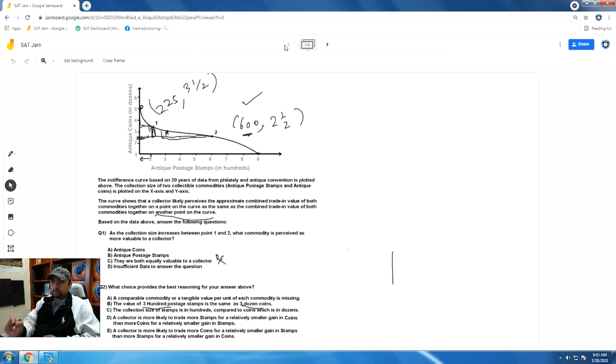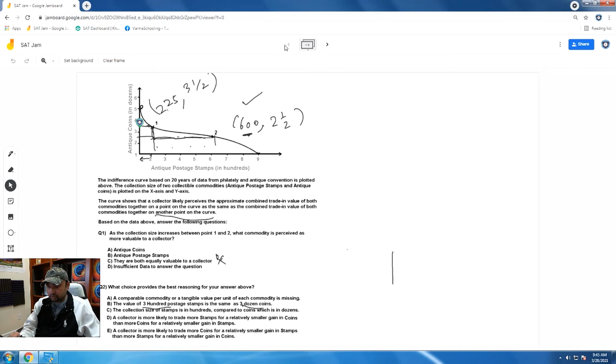Because the indifference curve plots equal value of the combined quantity, and I'm willing to trade a lot more of my stamps to get a small amount of coins, that means at that point I perceive coins to be more valuable. If you look at the slope, the delta between point 2 and point 1, I have a big jump: about 450 stamps I'm willing to trade to get about a dozen more coins.